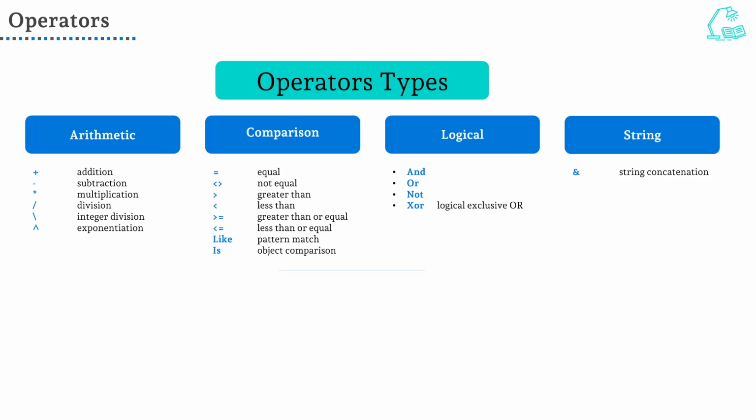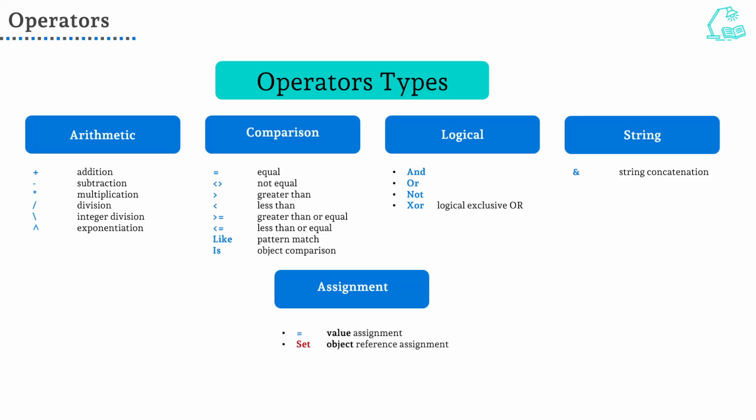Finally, we have assignment operators, which are used to assign values. The standard equals sign assigns a value to a variable or cell. For example, numbers, text, results of expressions, or Boolean values.